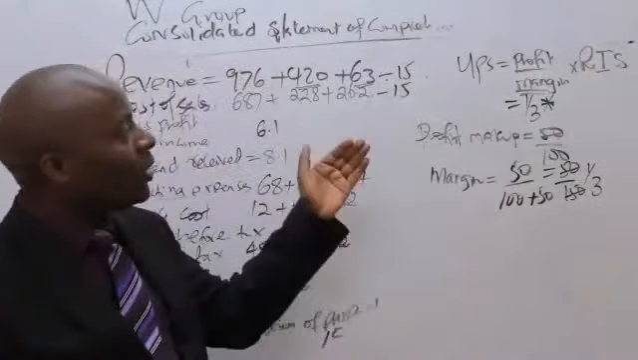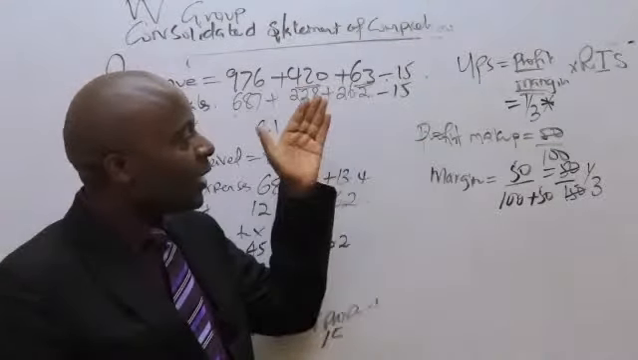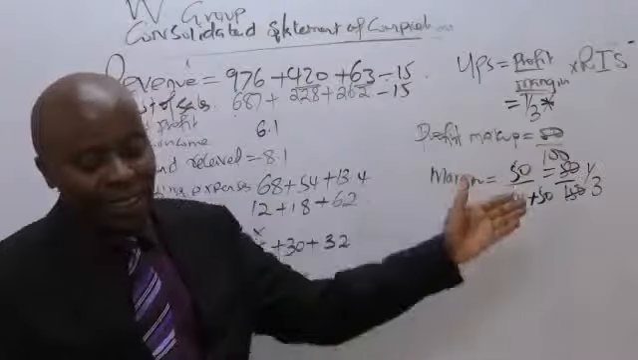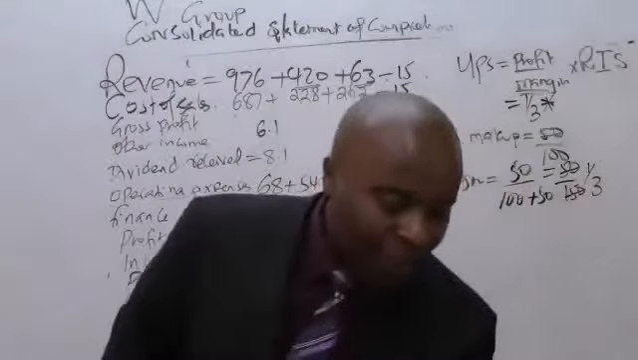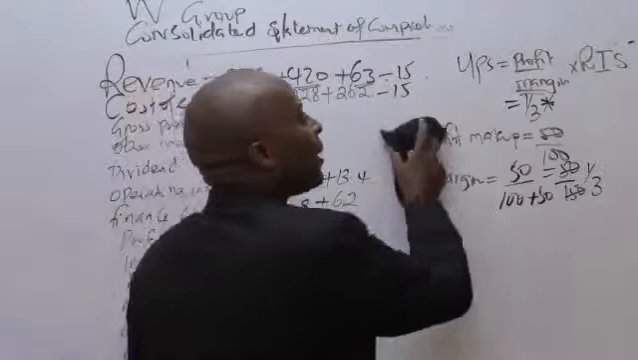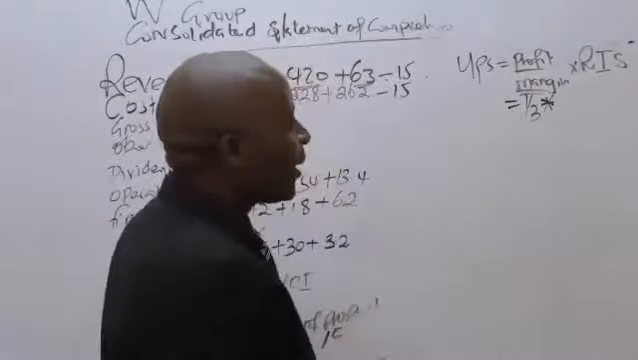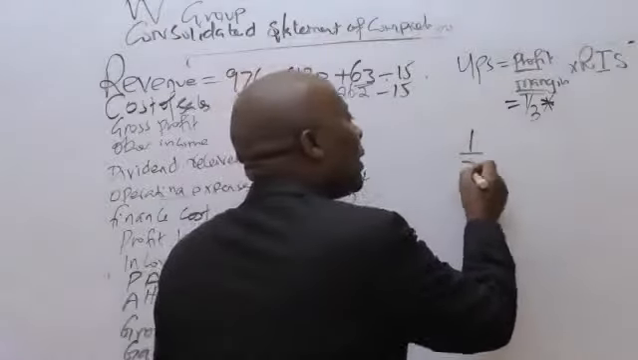So once I've gotten this margin, to get unrealized profit on stock, I'll take the margin times REES. REES means remaining internal sales, remaining intra-sales. The sales are 15, so it will be a third times 15.